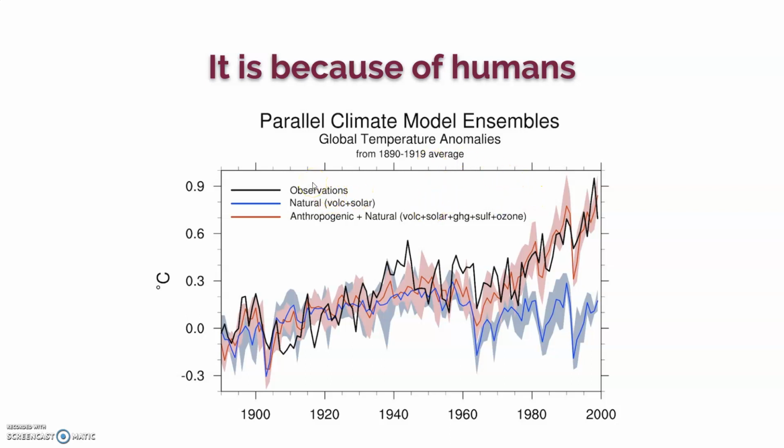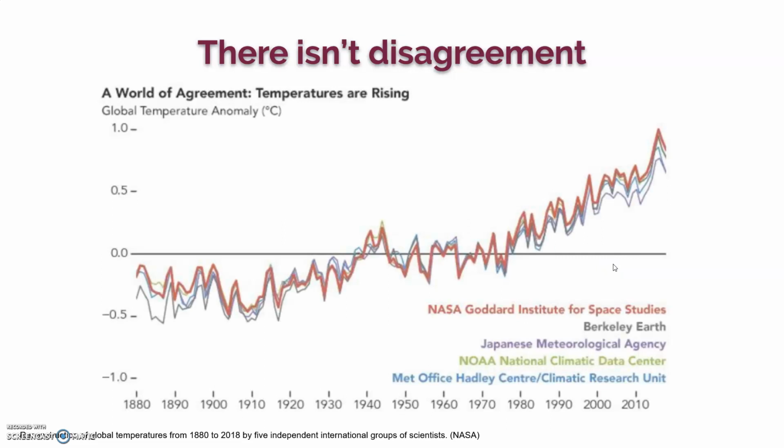If you run simulations on all the natural factors, the solar, and then a whole bunch of other stuff that you can research, volcanic activity, those sorts of things, and then compare it with anthropogenic plus natural, so add in what we've done, the observations based on what we've actually seen with the temperature anomaly match the anthropogenic one, so human caused, rather than what we would see if it was just the natural causes. There isn't disagreement. Multiple scientific institutions around the world have come to the same conclusions. There's no disagreement. Climate change is a thing.